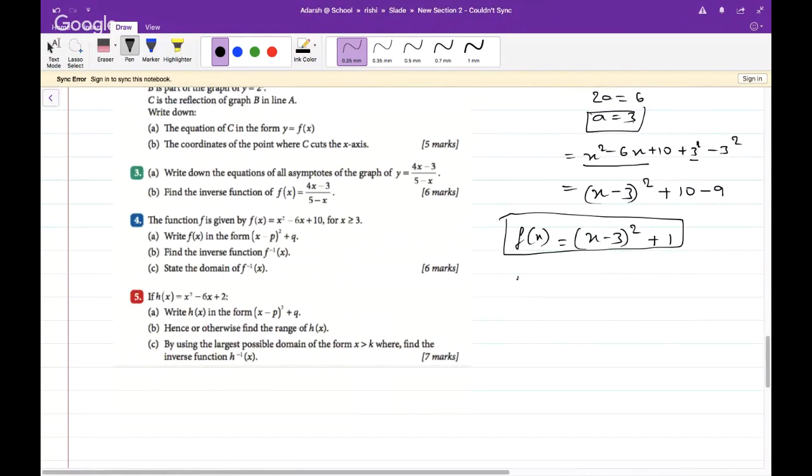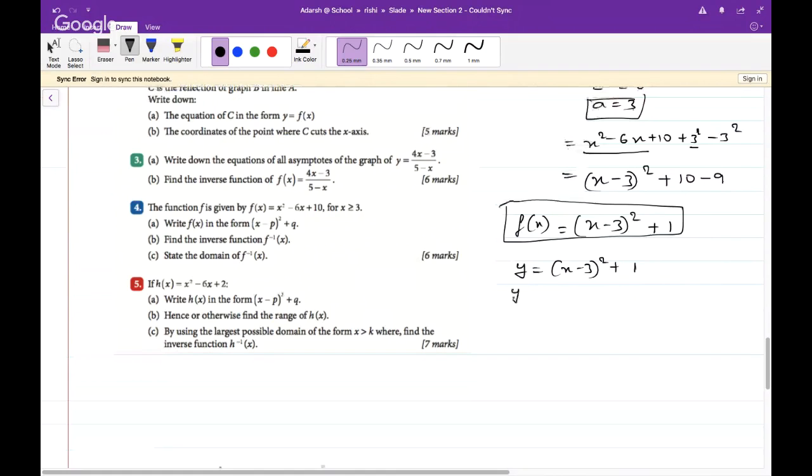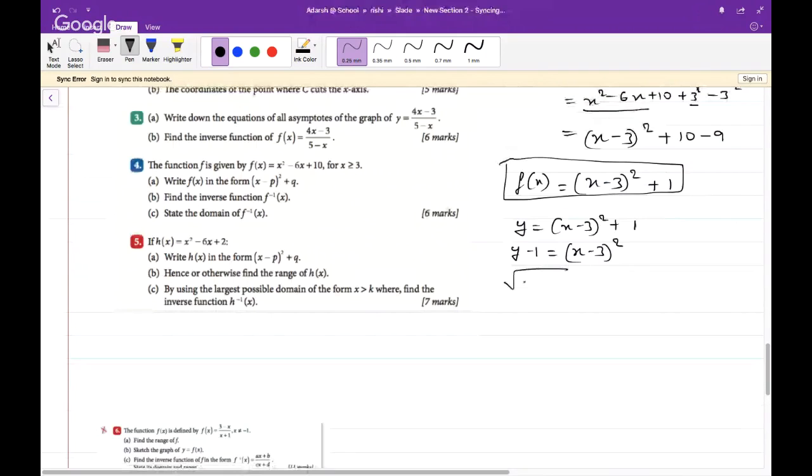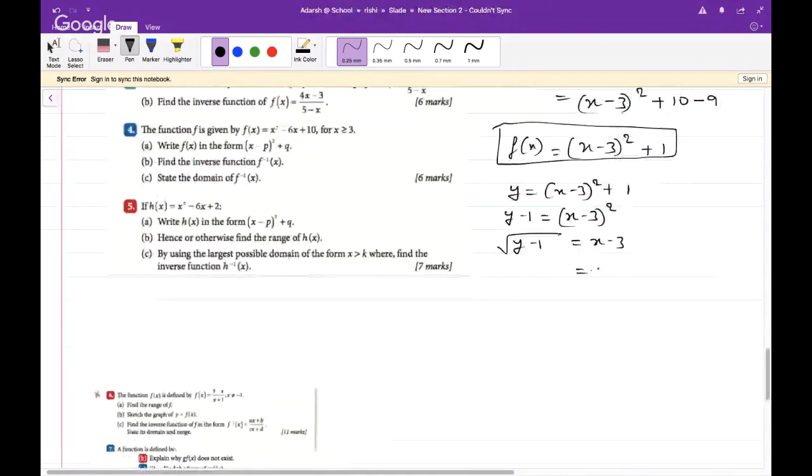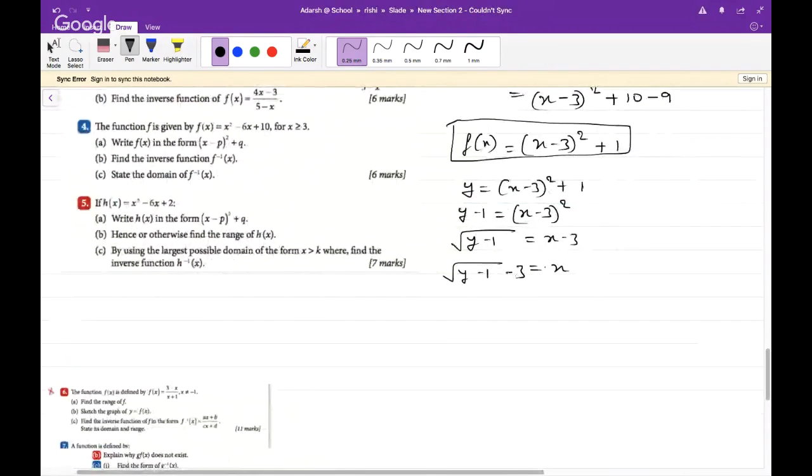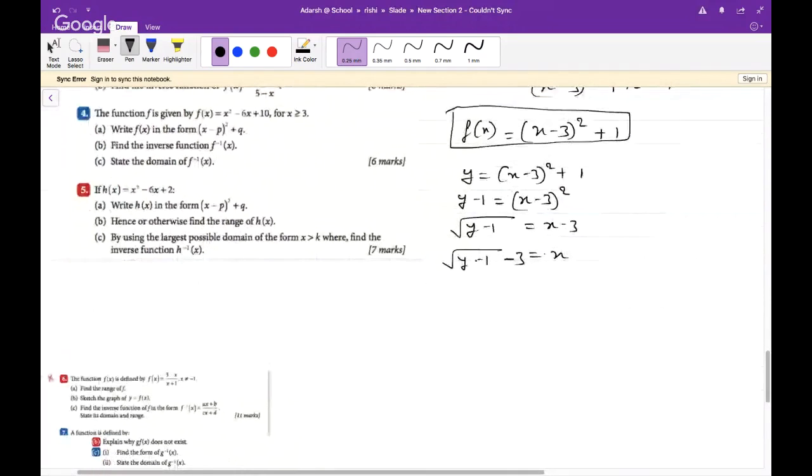Now take this f of x as y: x minus 3 whole square plus 1. Taking 1 to the other side, y minus 1 equals x minus 3 whole squared. The square on the other side becomes a square root, so the square root of y minus 1 is equal to x minus 3. So x will be the square root of y minus 1, minus 3. See, minus 3 is outside this square root. Now interchange x and y and write x as f inverse of x. So f inverse of x is equal to the square root of x minus 1, whole thing minus 3.